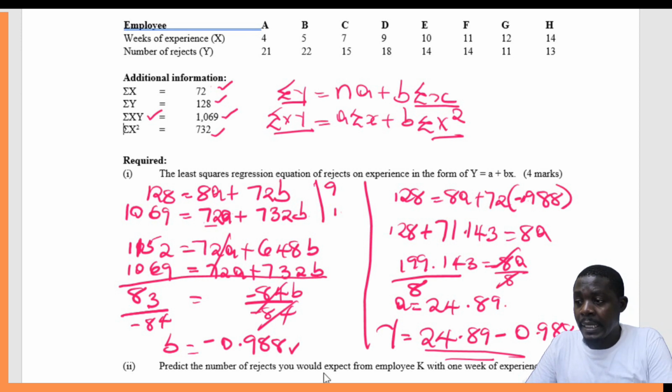0.998x. Correct. Now at that point, we can take it further. We can take it further now.